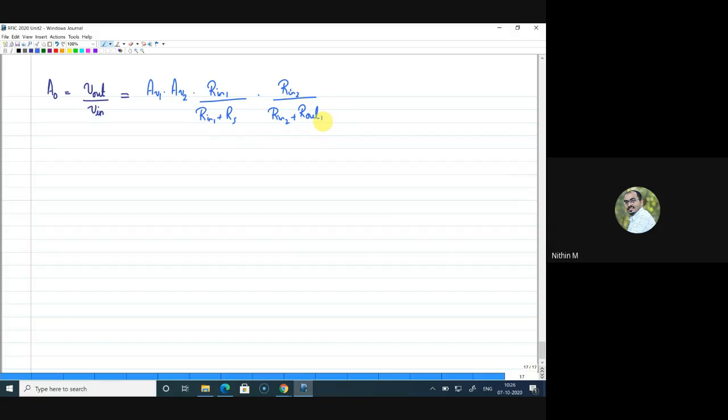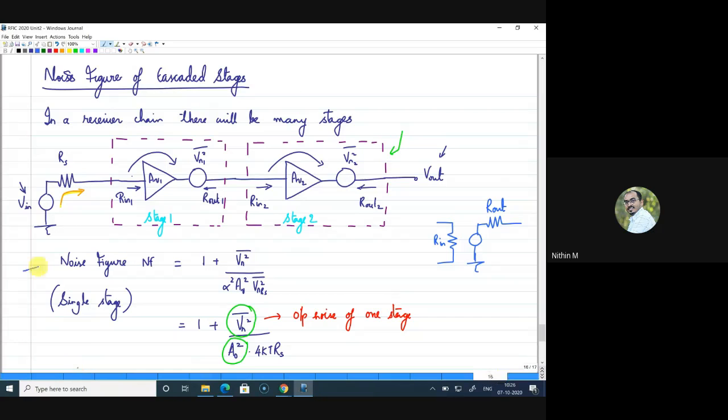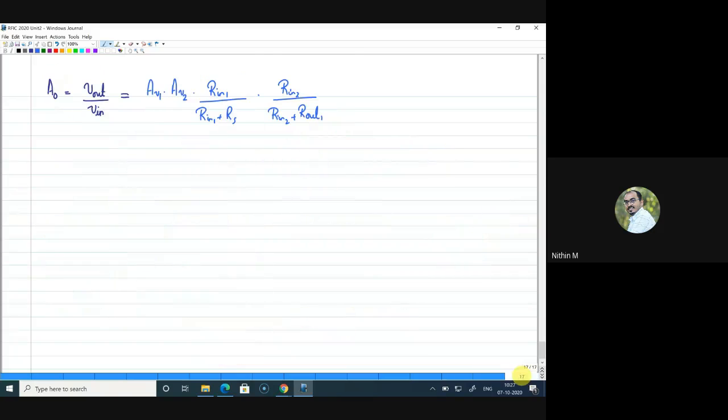Right. So what I mentioned is, probably if you have forgotten what we have done in the previous class, this was the noise figure formula we obtained, and now I am applying the same noise figure formula for cascaded stages. For that I am finding A naught. I obtained the value of A naught now. Now I need to find the output noise of the two stages together. So that means I need to write what is Vn out here. That is output noise, right?